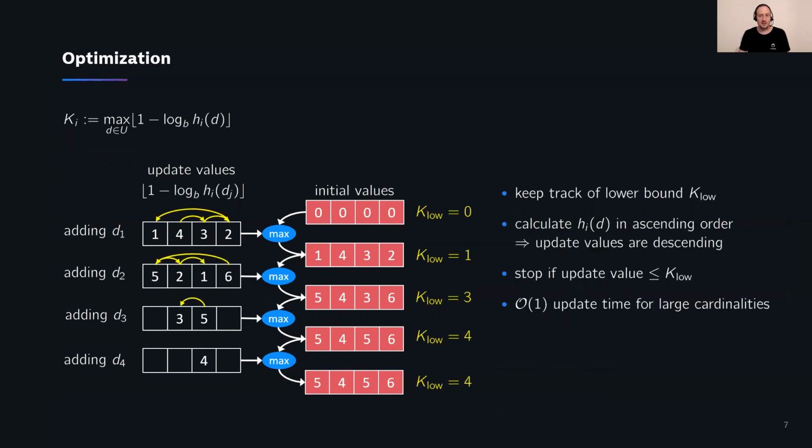To speed up the computation of SetSketch, we keep track of some lower bound of all current register values. Furthermore, we calculate the hash values in ascending order such that the register update values are descending according to this formula. This allows us to stop the process as soon as the update value is smaller than or equal to the tracked lower bound, as further update values won't be able to change the state. Since the lower bound increases with the number of distinct elements, we will often be able to stop right after calculating the first update value, which finally results in an asymptotic constant update time for large cardinalities.